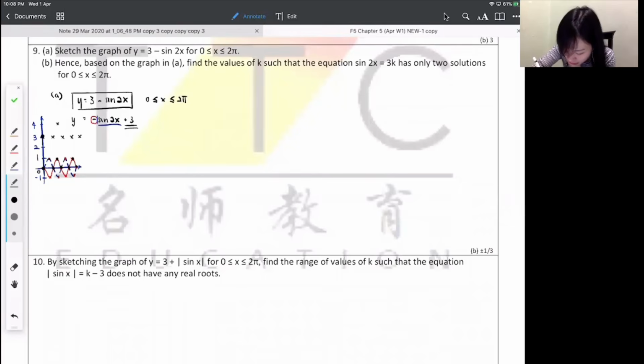1 plus 3, isn't it 4? 4. Correct? How about the lowest? The lowest, isn't it -1? -1 plus 3, isn't it 2?